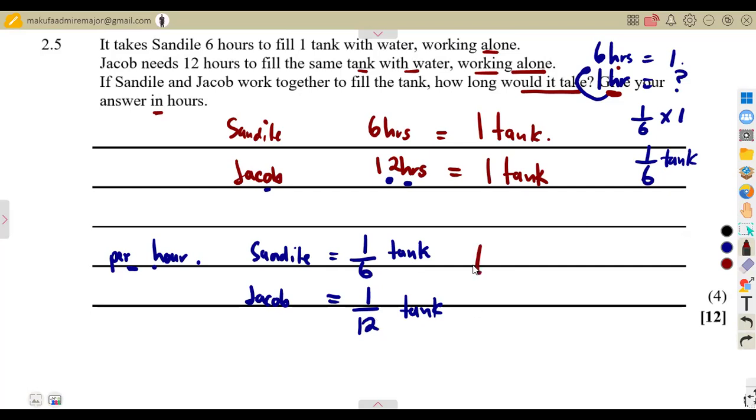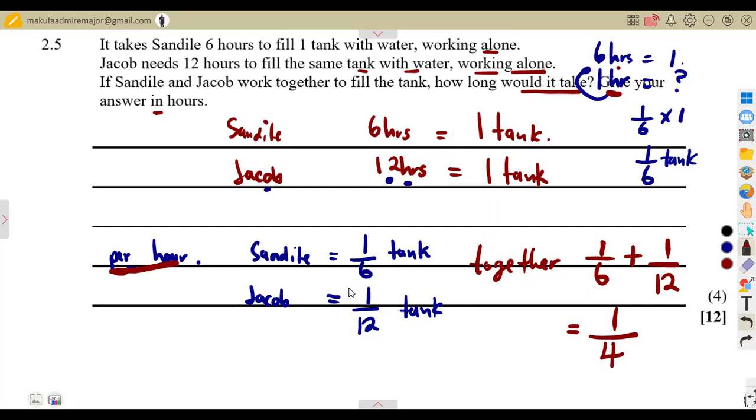So together, we can now combine and see how many parts this tank is made up of when they are working together. So we are still per hour. It is going to be 1/6 of Sandile plus the 1/12 of Jacob. So just use your calculator. You are going to obtain 1/4 if you simplify this properly.